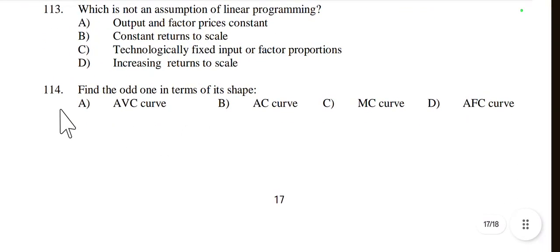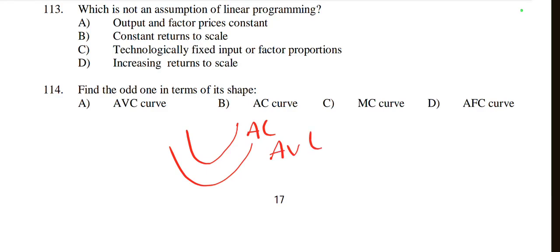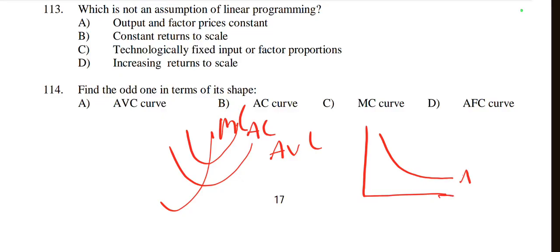Then question number 114, find the odd one in its shape. ABC, SC, MC, AFC. Very simple. SC curve is U shape, then this is ABC and this is MC. These all are U shape curves, but AFC shape is just a rectangular hyperbola.